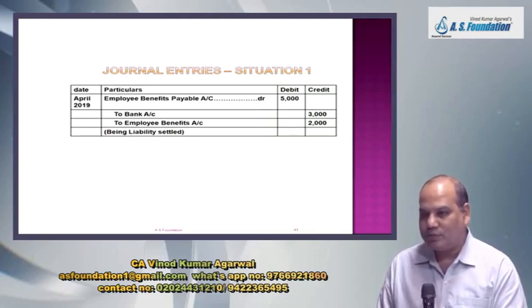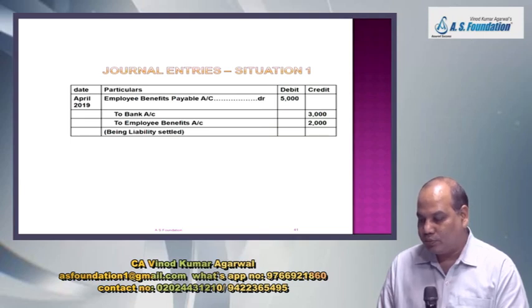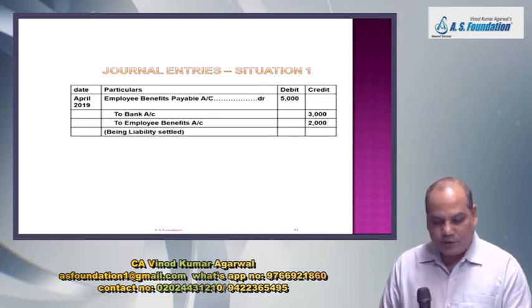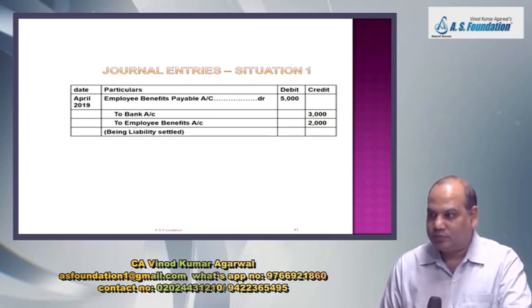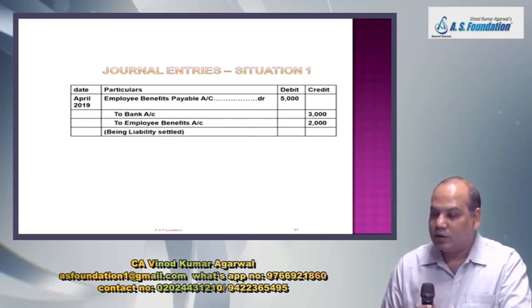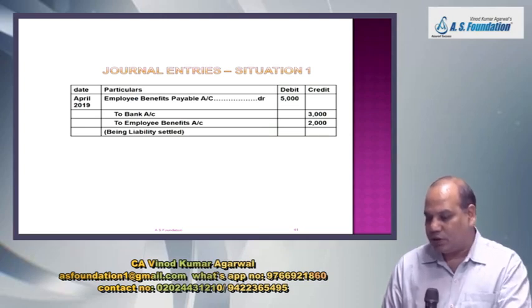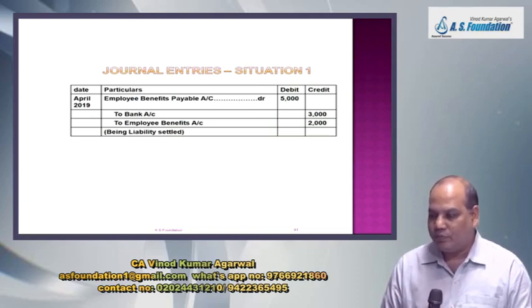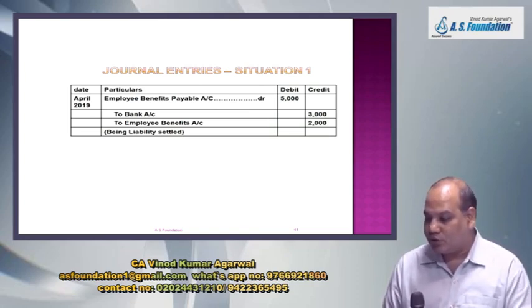Write down situation 1. In situation 1, you will pass the entry. How many days of leave has he taken in the next period? 2. And how much payment will have to be made for 3 days? So employee benefits payable account debit 5,000. To that liability account we are directly settling. To bank account 3,000, and to employee benefits account 2,000. 3,000 is for payment made, 2,000 is for the leave taken.